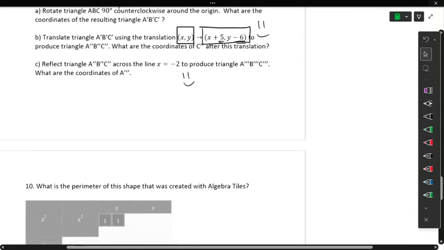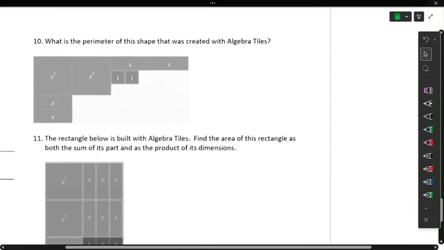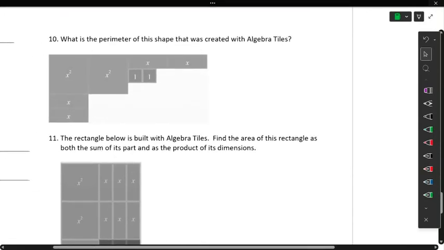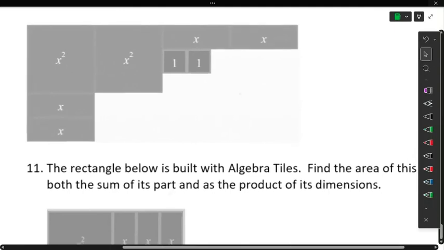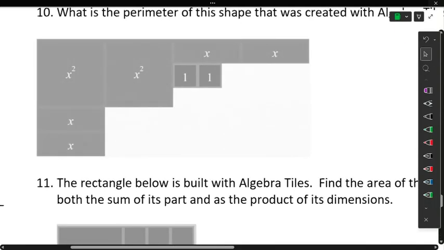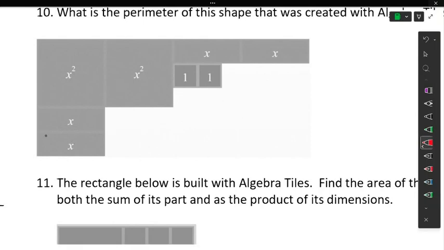Right, moving on to the final page of this practice test. The first question here is, what is the perimeter of this shape that was created with algebra tiles? So the perimeter. And if I come in and review here, this first tile that I'm starting with is an X tile, and its dimensions are 1 times X, right? So it's 1 tall and X wide. So that's good because I know that this is 1 unit and that this is 1 unit.